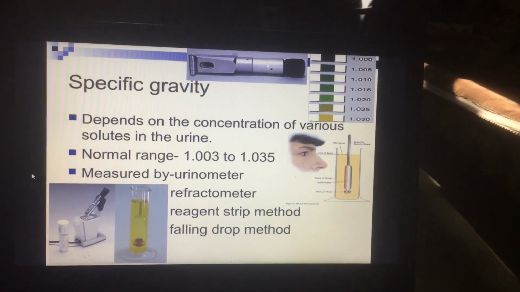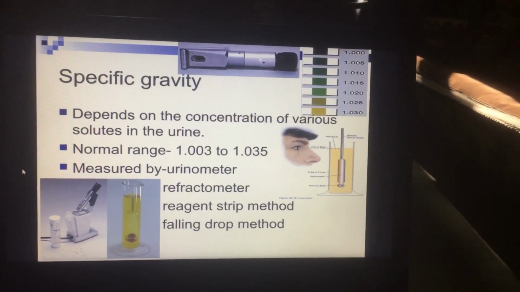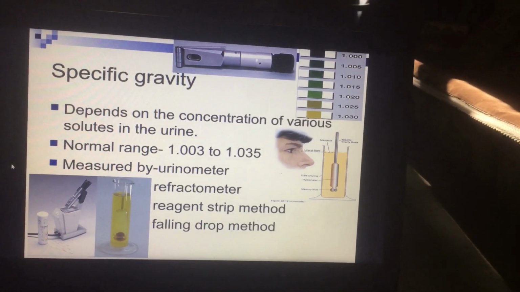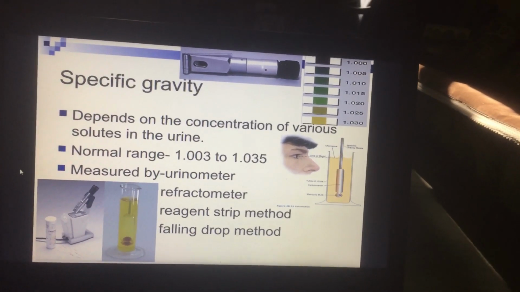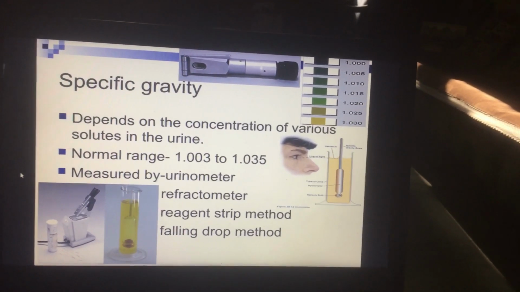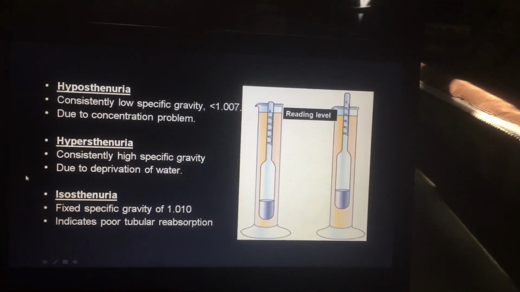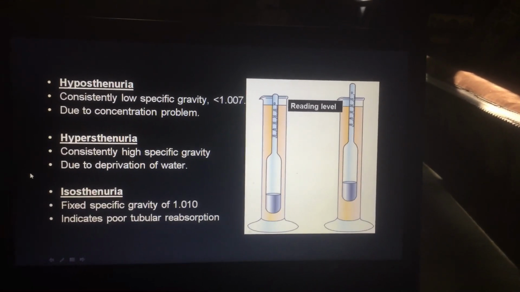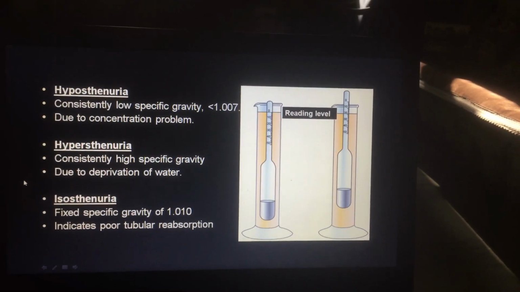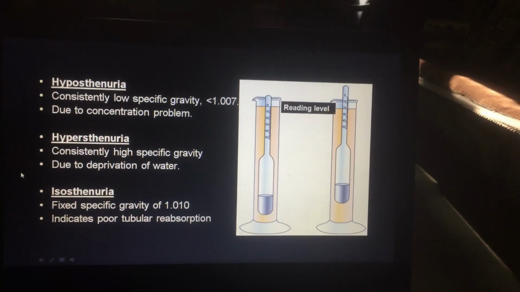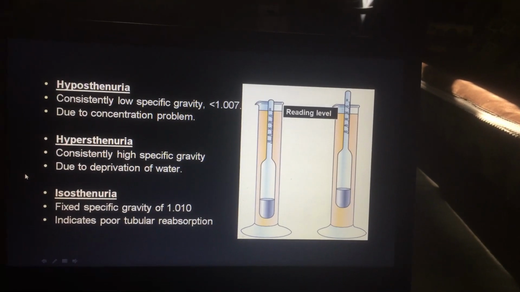Specific gravity gives you some idea. It can be done by refractometer, strip, or falling drop method, and by other techniques. And it gives you some idea regarding some of the disorders. That is, if specific gravity is less, it is called hyposthenuria. If it is increased, it is called hypersthenuria. And if it is normal, it is called isosthenuria.